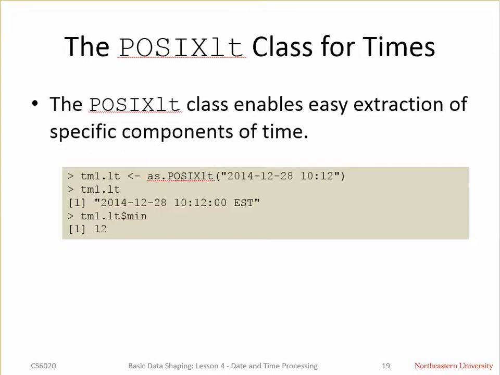Now there is also another class called POSIXlt, which stands for local time, that allows you to build time classes for easy extraction of specific components of time. So for example, if you say as.POSIXlt of some time and date, then you can say things like tm1.lt$min, so that gets you to the minute component, or $hour, or $day, or $month. So if you eventually want to parse a date apart with specific naming of the attributes or properties of the date, then using POSIXlt is very useful.